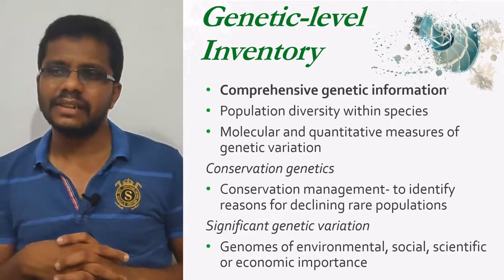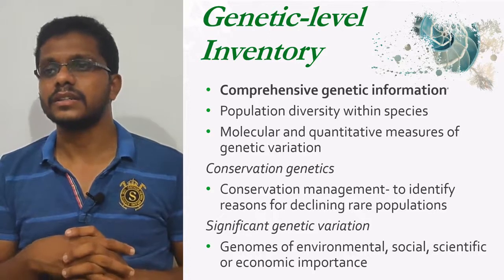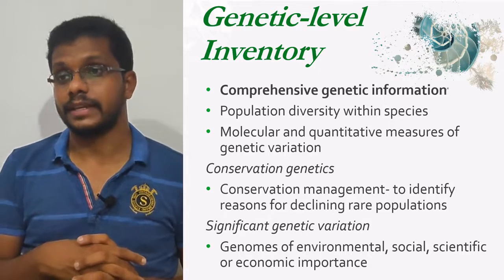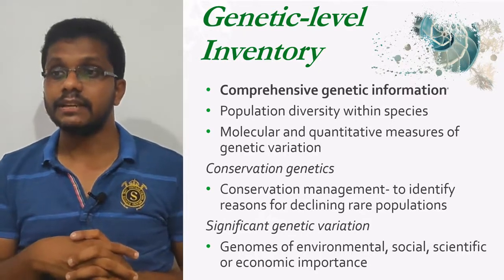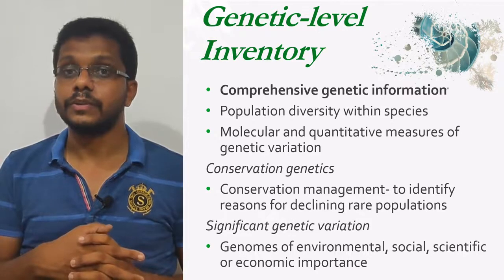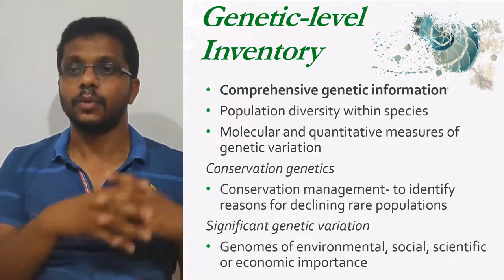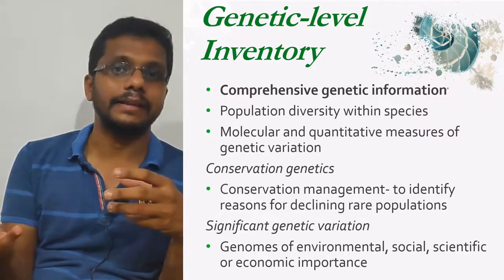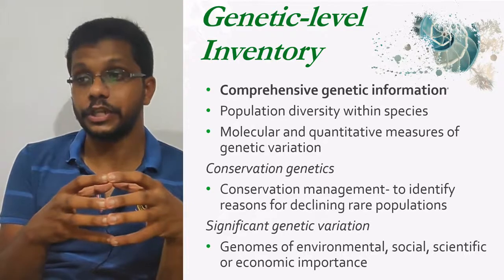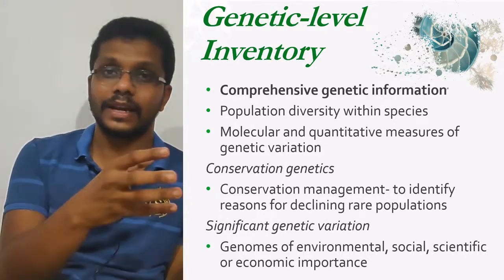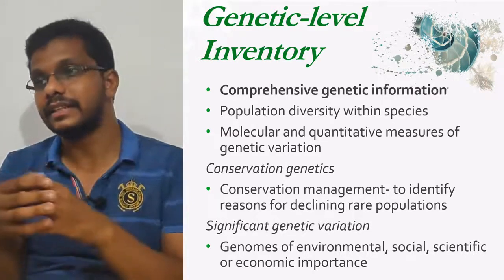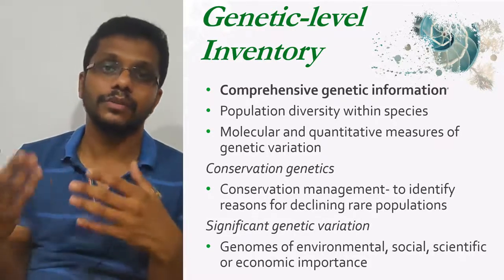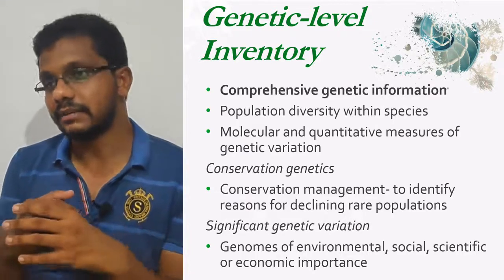And genetic level inventories are made only for a few species because it is expensive and very difficult to maintain. In order to get a genetic level inventory, molecular and quantitative genetic variation should be measured. The molecular diversity measurement is done by molecular biology techniques, and it should be quantitative also. We cannot take a few organisms and say this is the genetic diversity, because in order to make a quantitative analysis, more members of the population should be analyzed for genetic level inventories.